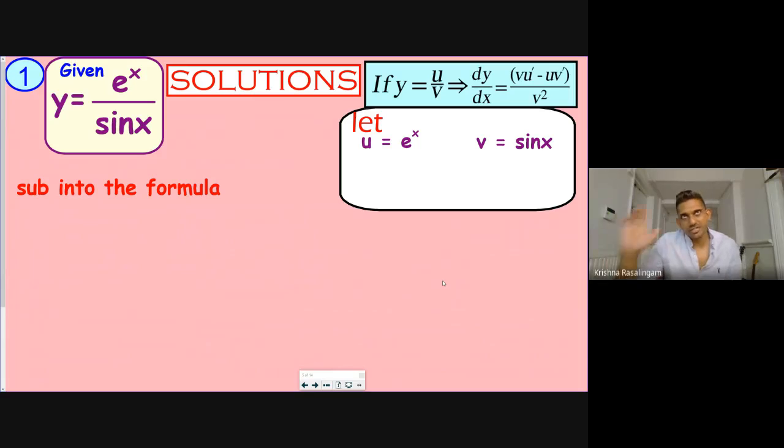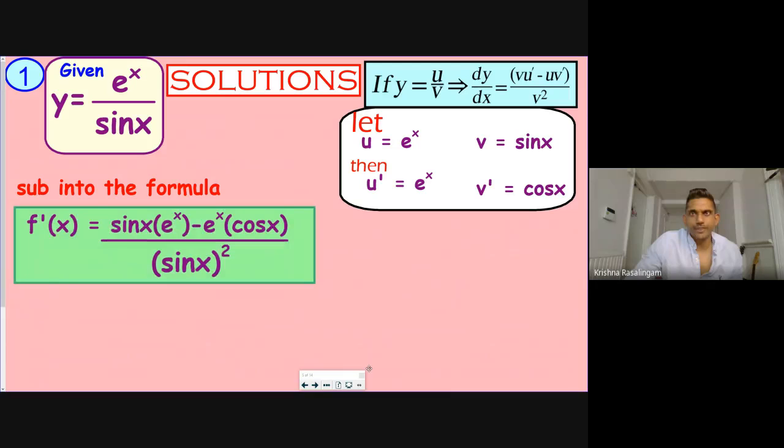What is the derivative of e^x? Good job, it is itself, e^x. And the derivative of sin x, you hopefully realize, is cos x. So now we're going to sub into the formula. We have v times u dash, sin x times e^x, minus e^x times cos x, all over v squared.